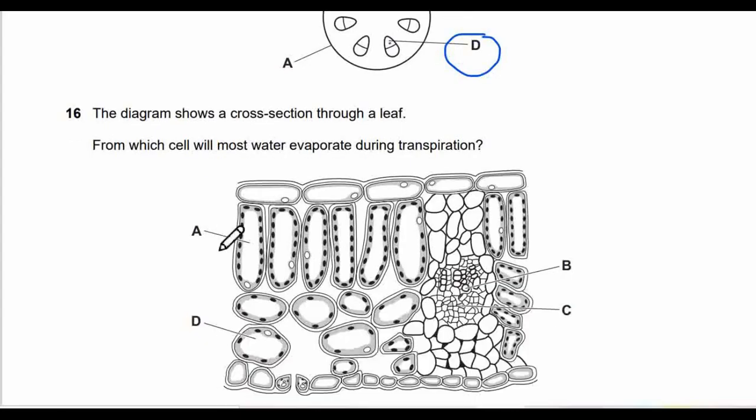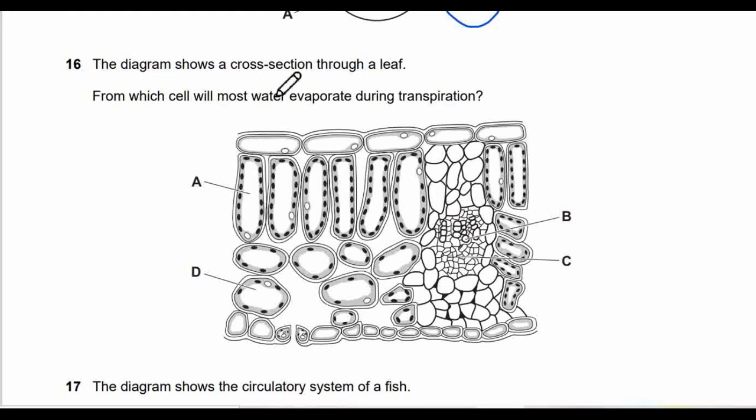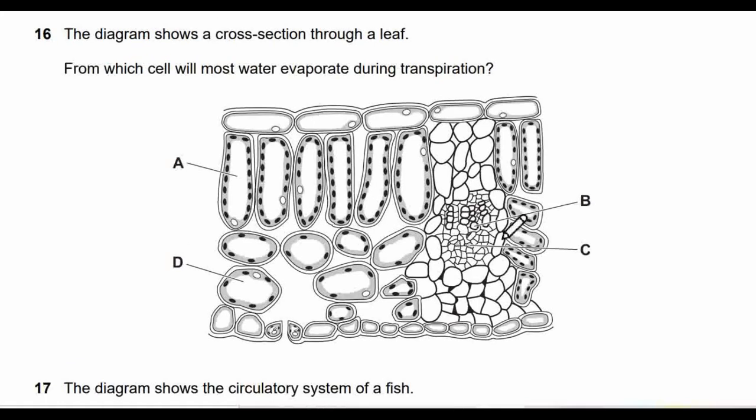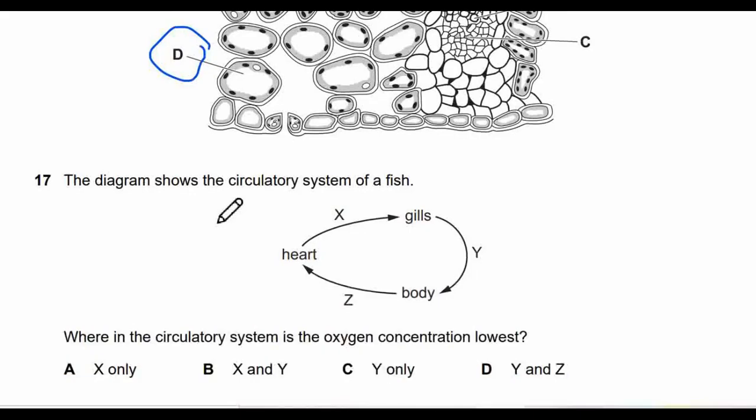Alright, question number 16. The diagram shows a cross-section through a leaf. In which cells will most water evaporate during transpiration? It will be spongy mesophyll. So A is palisade, B is, and C will be the vascular bundle. You can see B and C are here, and D will be spongy mesophyll. So it will be D for question 16. Let's move on to question 17.